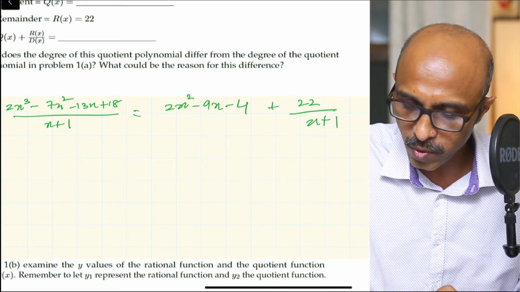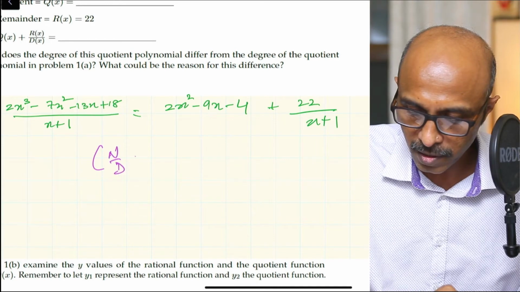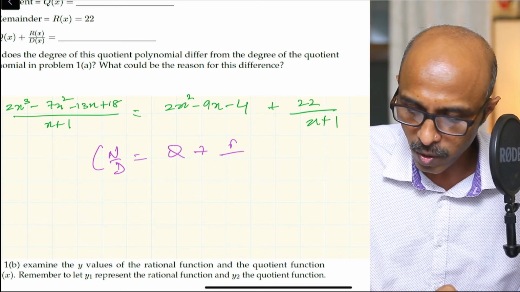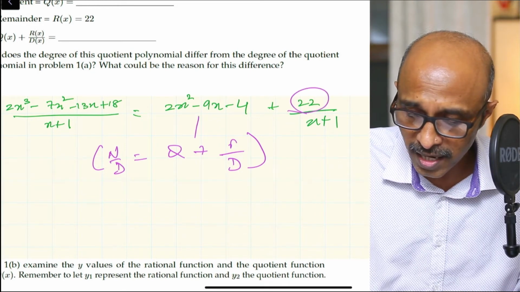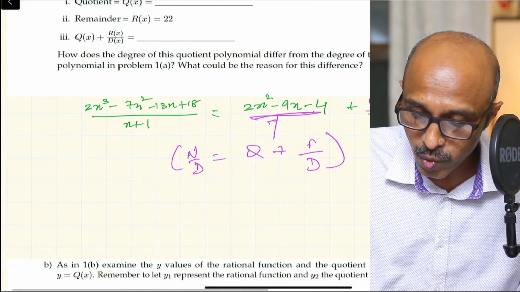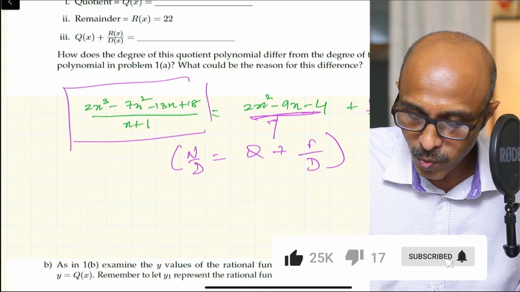This was that: n over d is equal to q plus r over d. All right, just comparing with that. So this is our remainder, and that's our quotient. We are interested in comparing this one and this one.